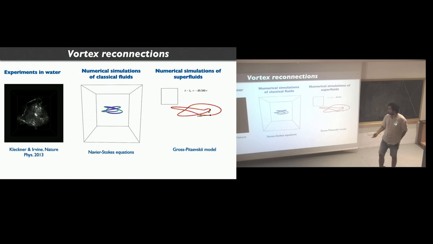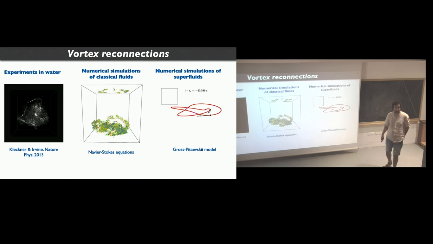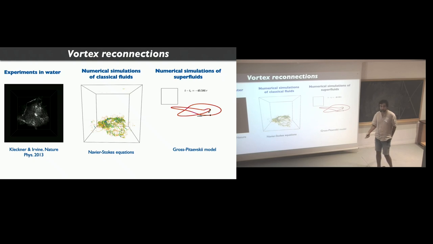So you can do the same in Navier-Stokes. It's not very difficult to simulate a trefoil knot. The dynamics is nice, it's very beautiful. You have bridges that are previous to reconnection. But if you want to describe that theoretically, it's kind of tough.